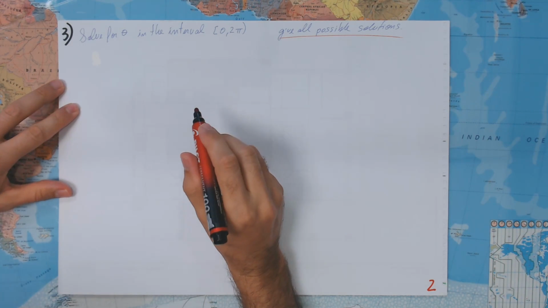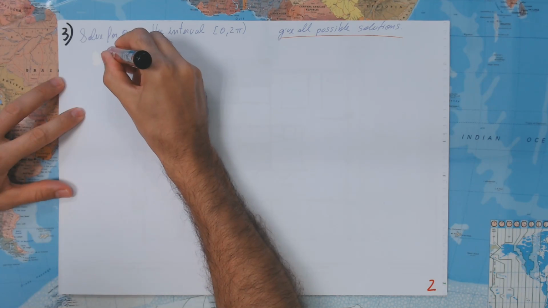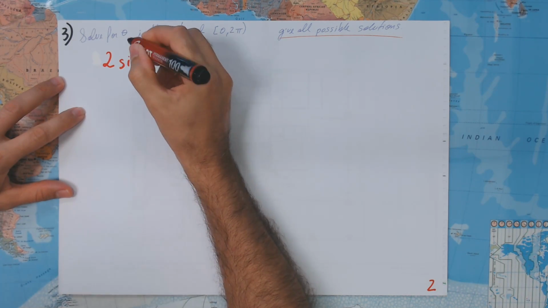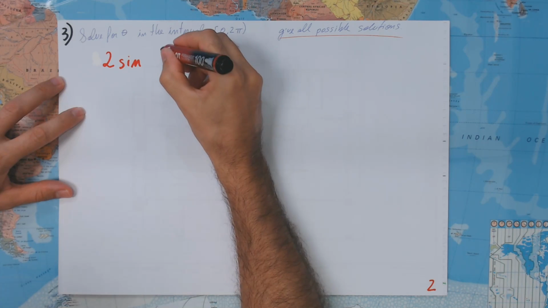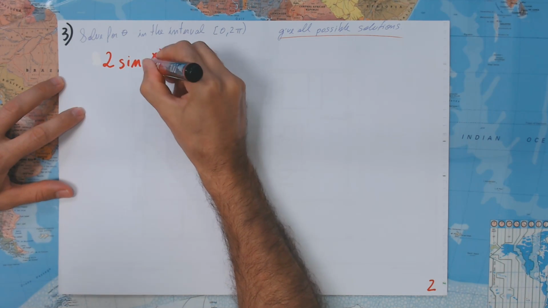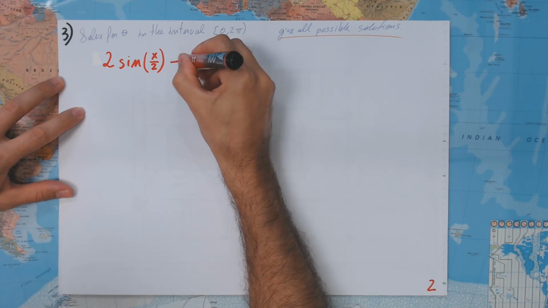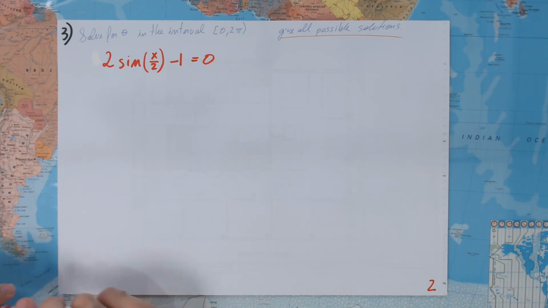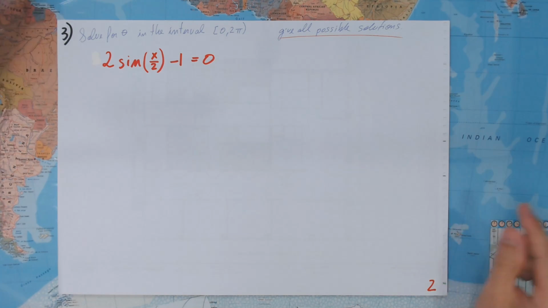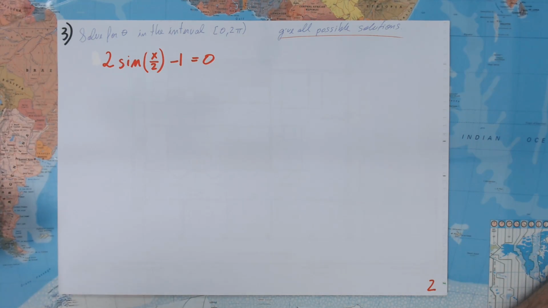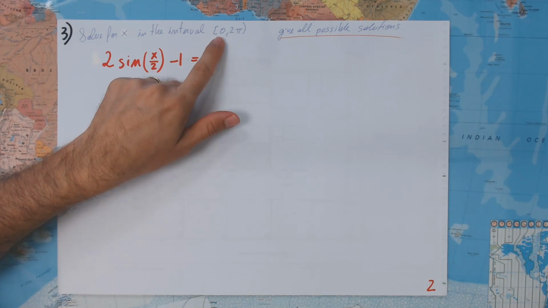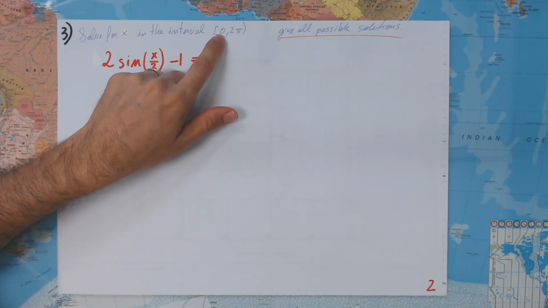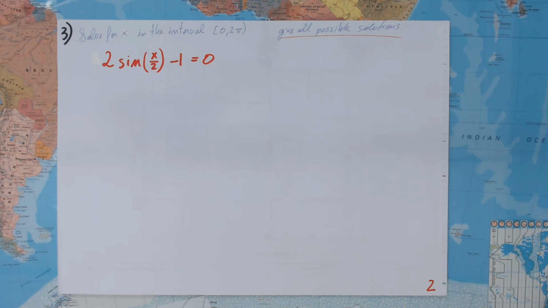Now, number 3, it is 2 sine x over 2 minus 1 equals 0. I want to find theta, in this case x, okay? For the interval between 0 and 2 pi, again, 0 inclusive, 2 pi exclusive, and I want all possible solutions.